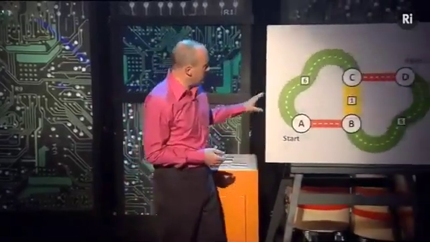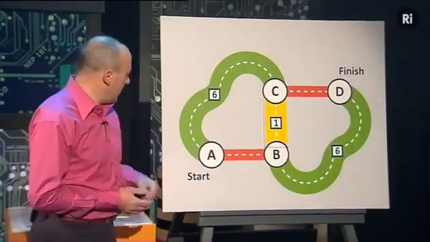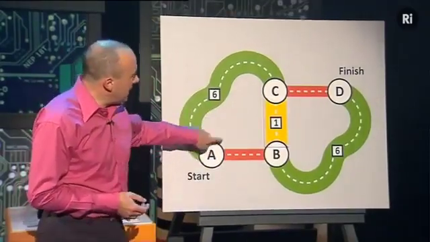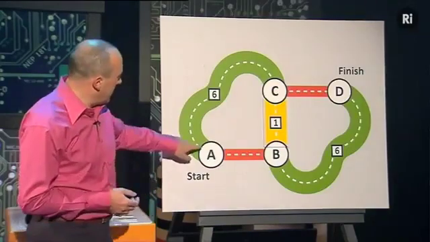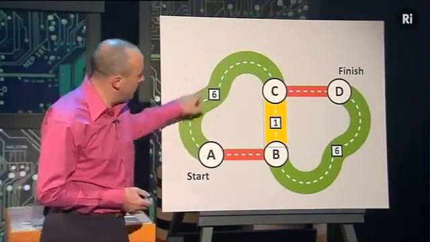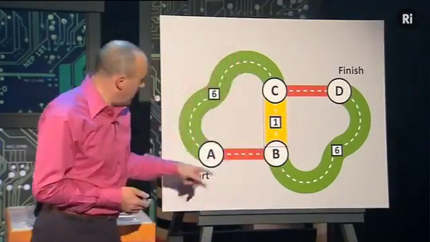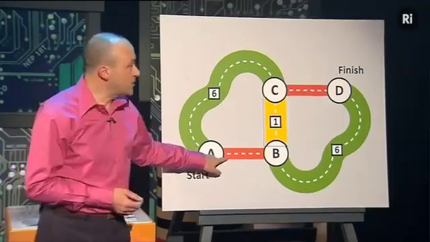Here's an example that looks at the flow of cars along roads between 4 cities. Cars are going to try to get from city A across to city D. Now, this green road is quite a long road. It takes 6 minutes to travel from A to C, and likewise from B to D. The red road is much shorter, but it's quite narrow.